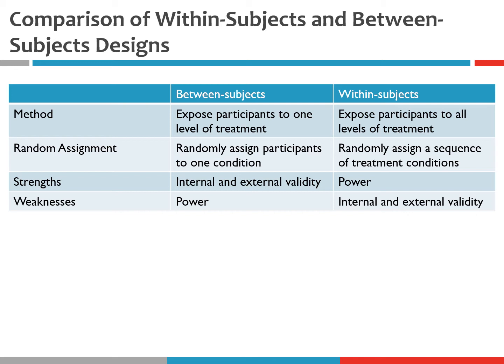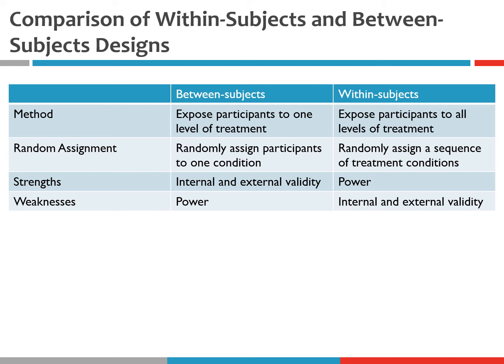Now that's good because you don't have to worry about mortality, because the person only shows up one time and they're done. So there's a benefit of that. The problem with that is the power of the study can be lower. That means it's harder to find what you're looking for if you're running a between subjects design.